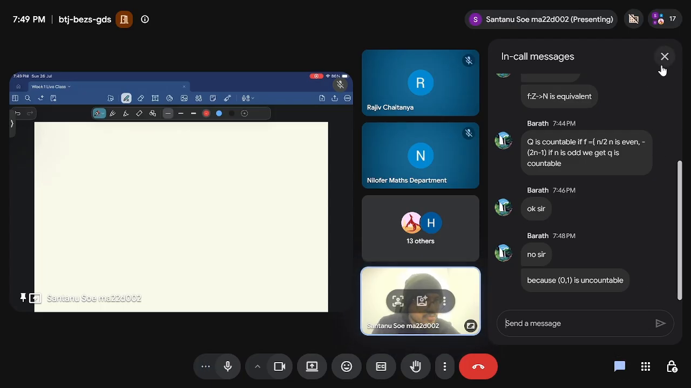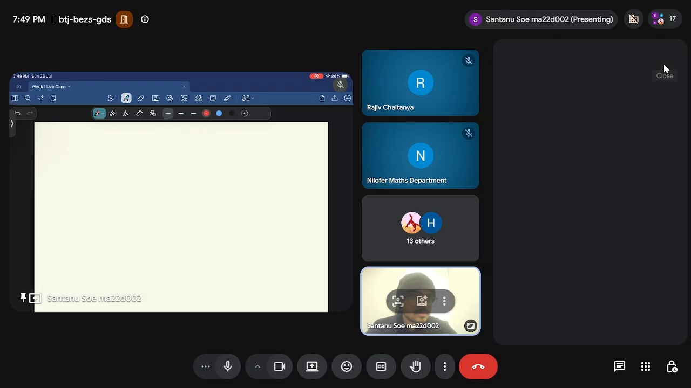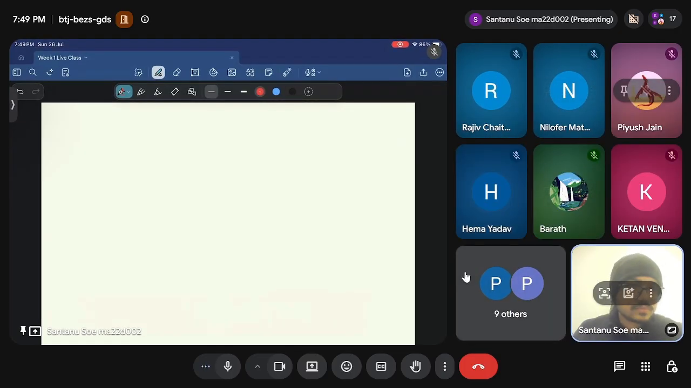Yeah, that is true, but can you tell me more elaborately what you mean by open 0 1 is uncountable? Like how do you connect it with R? I can understand what you're trying to say, but can you explain more?